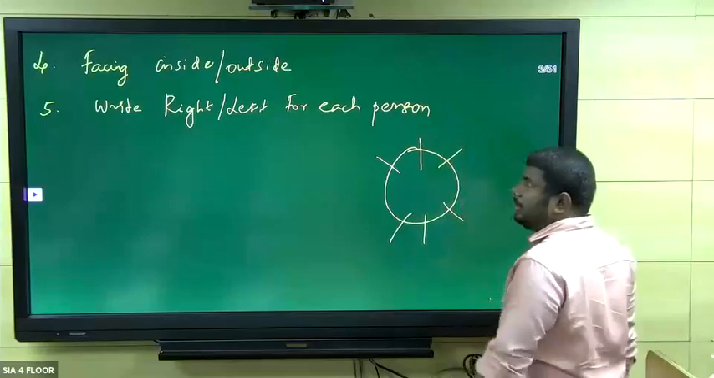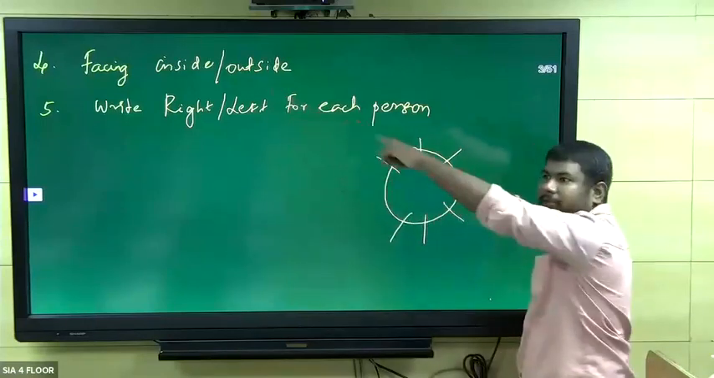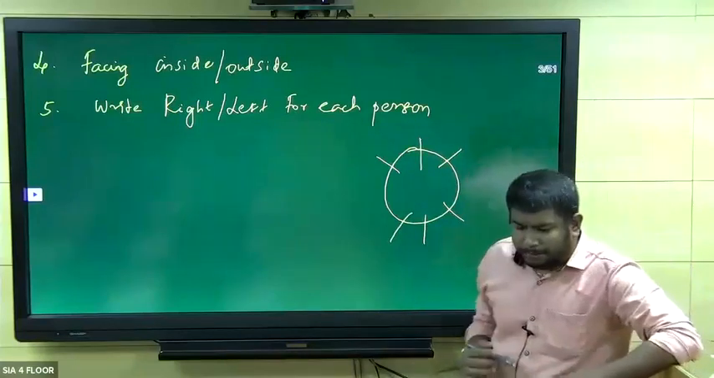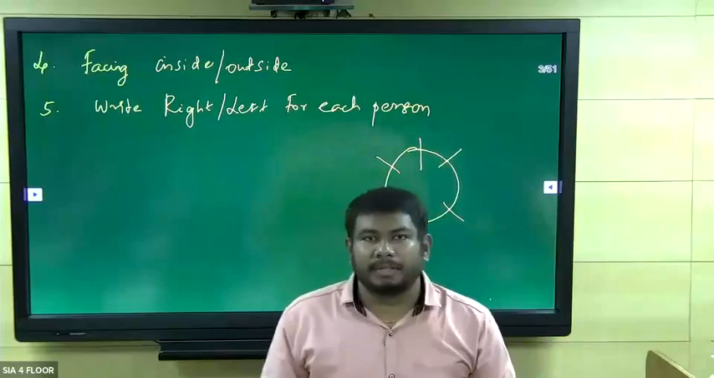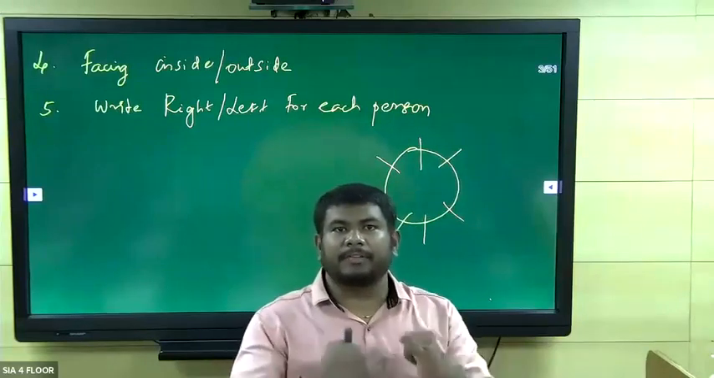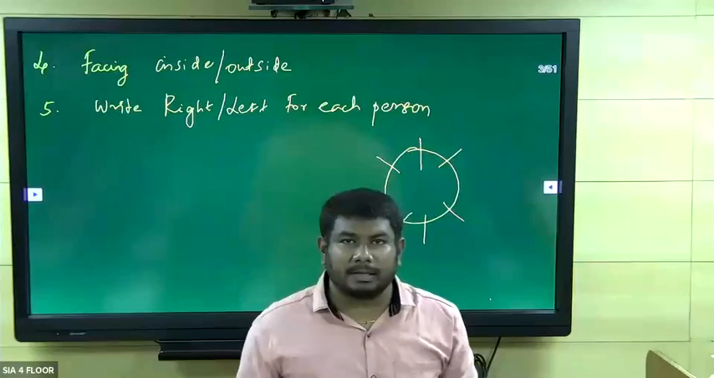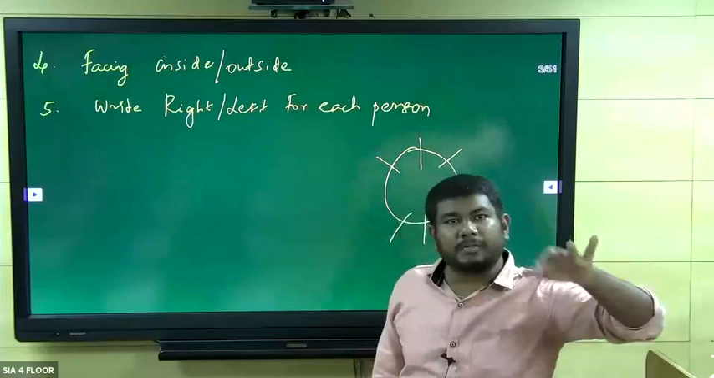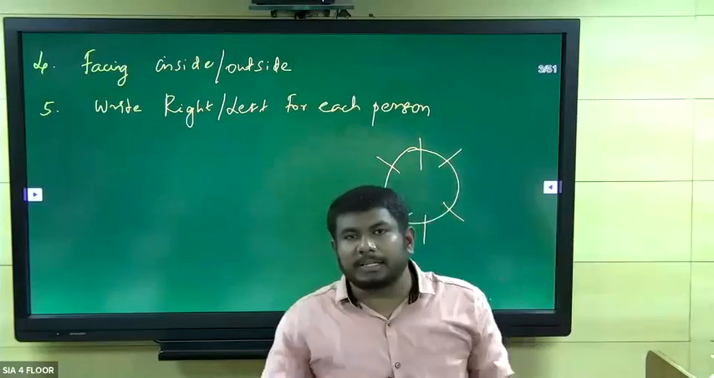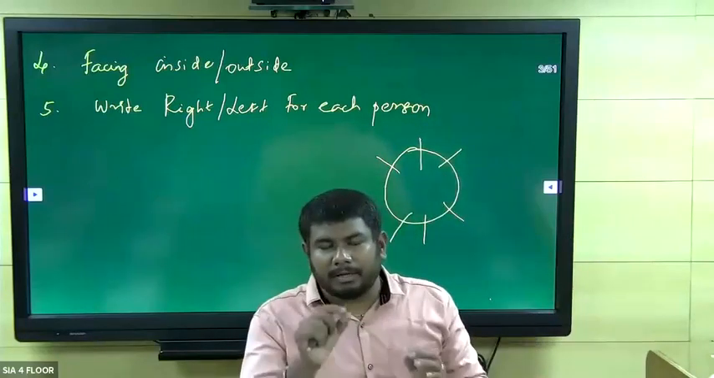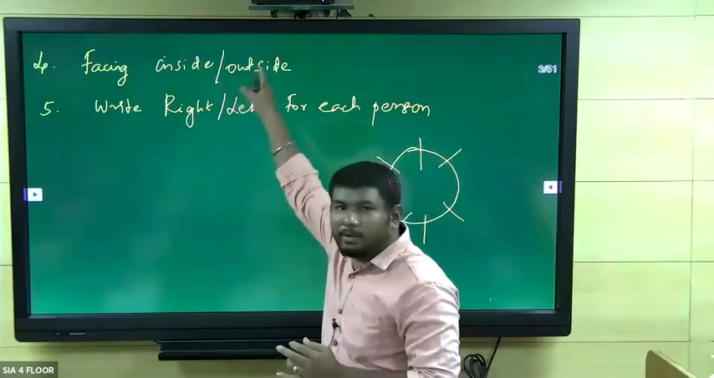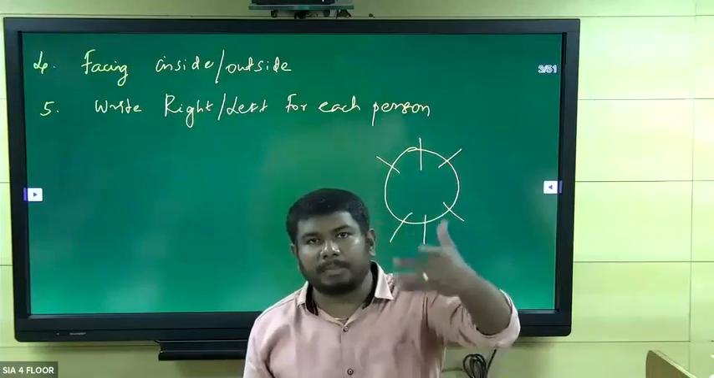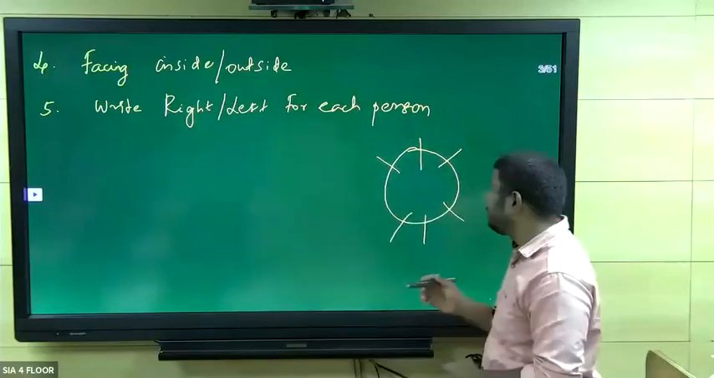After this, we should check whether the given arrangement is facing inside or outside. It is also very important. If nothing is mentioned about the facing, mostly they will mention that they are facing each other or facing inside the circle, which means they are facing inside the arrangement. If nothing is mentioned, we should assume that all the persons are facing inside the circle.